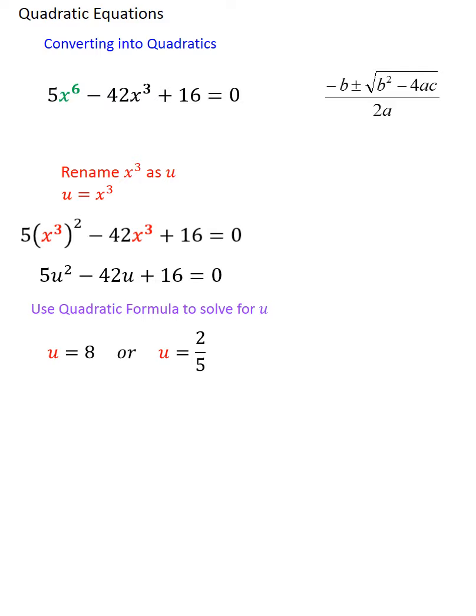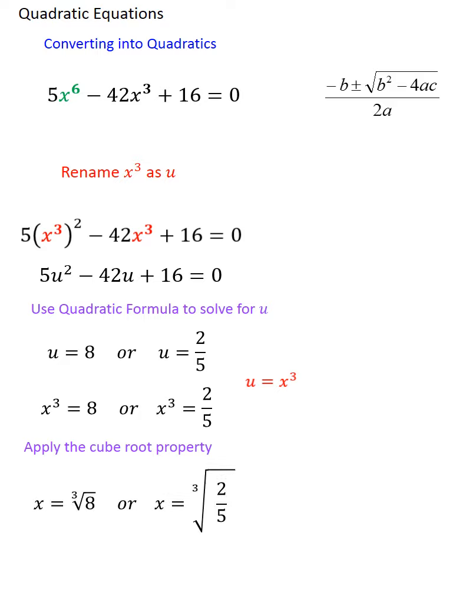But the good news is, now that we've solved for this self-created variable in the problem, I can take the fact that u represented x cubed and replace the u's back with x cubes. And now I have equations with x in them that I can solve. So to solve these equations for x, I would apply the cube root to both sides. That isolates the x in both cases, and I'm more or less done with this problem.